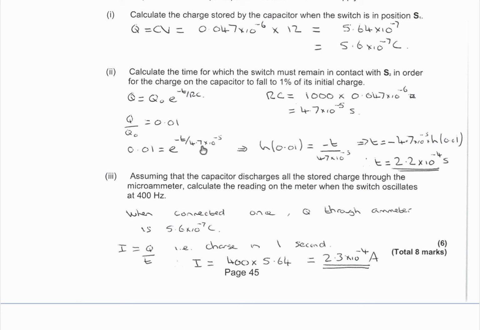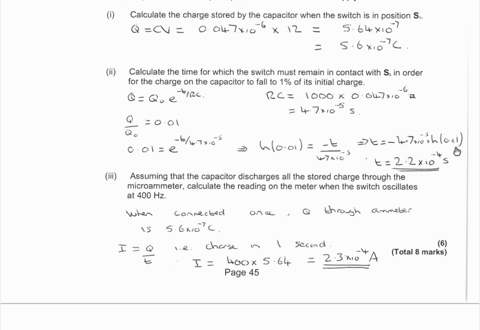From that, I then have to rearrange this equation. So I'm going to take natural logs of both sides. I've got the natural log of 0.01 is equal to the natural log of e to this. Well, the natural log of e to the power of something just gives me the exponential part up here. So that's minus t over the time constant, the 4.7 times 10 to the minus 5. So now I've got a fairly simple equation. If I multiply both sides by 4.7 times 10 to the minus 5, I end up with this equation.